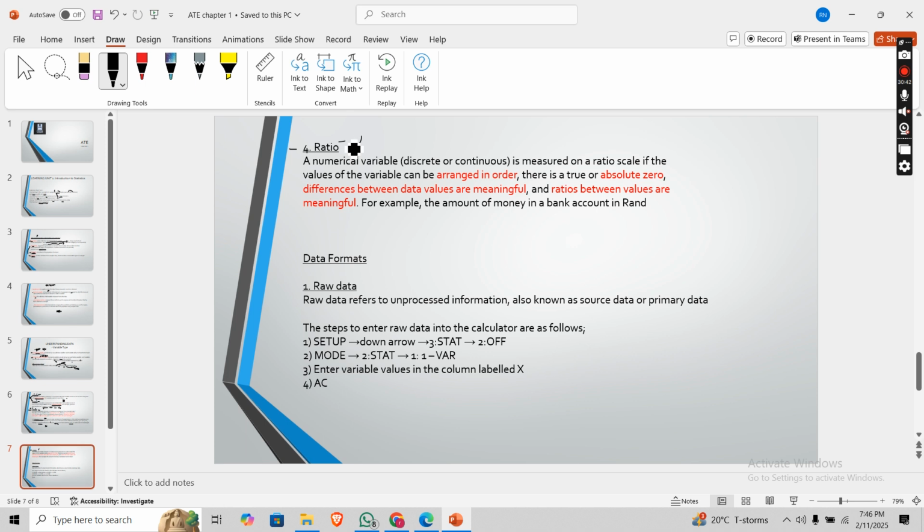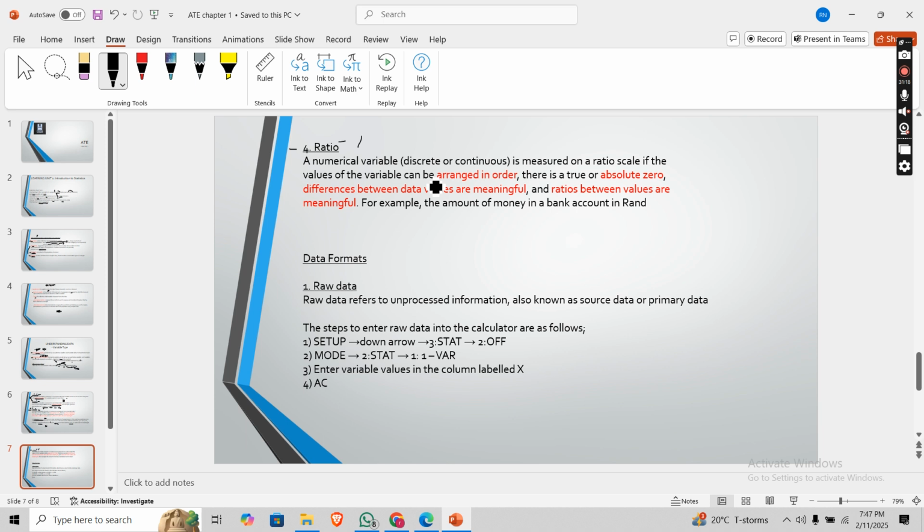Then we come to the ratio scale. Remember, we use the ratio scale only for numerical data, or numerical random variables. So when do we use the ratio scale to measure or to extract information from our numerical random variable? I'm going to give you standards.